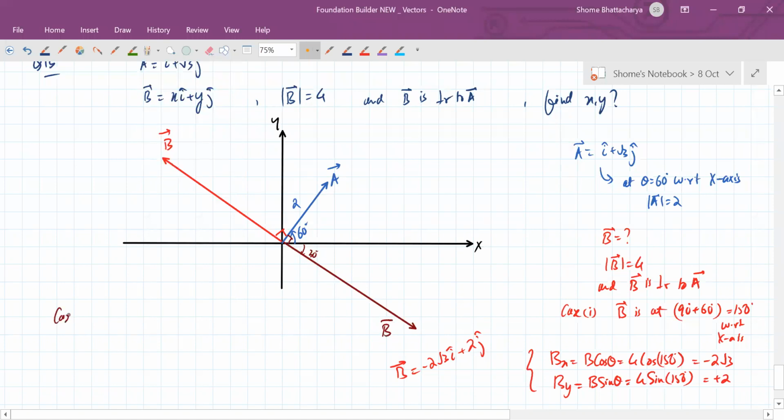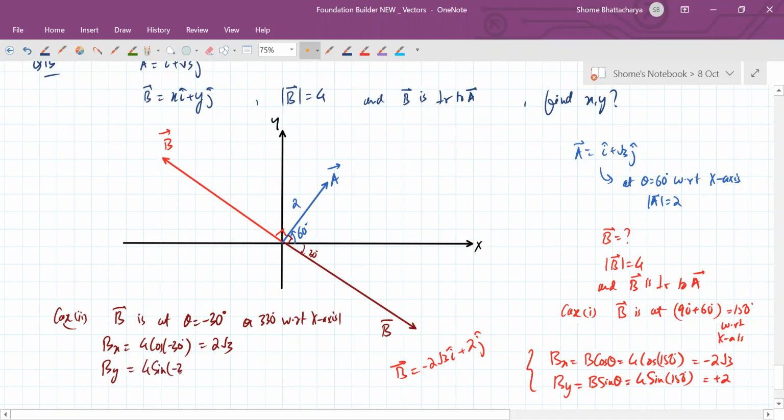So the second case, the vector B is at theta equal to minus 30 degrees, or you can say 330 degrees with respect to the x-axis. So B's x component is 4 cos of minus 30, so that is 2 root 3, and B's y component is 4 sine of minus 30, that's minus 2. So in the second case, it's also possible that B is 2 root 3 i cap minus 2 j cap.